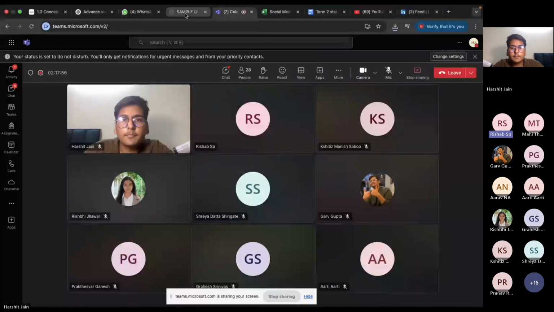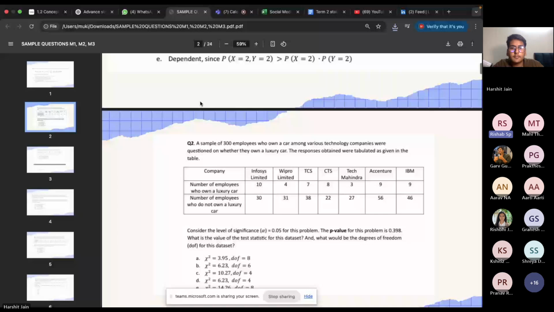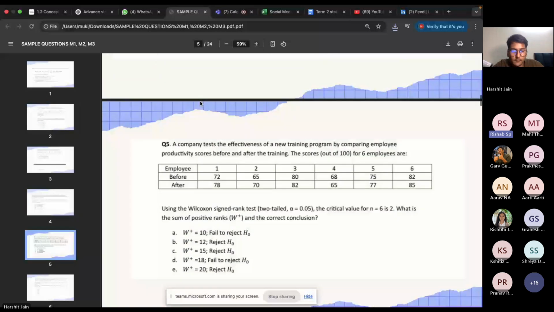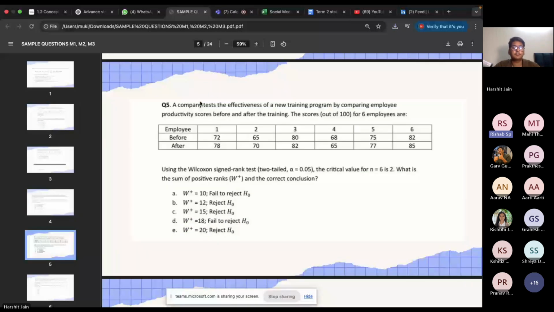Sorry guys, I've not prepared solving with Excel, so it's too hard for me to solve using Excel. I've practiced using pen and paper, so it's a bit hard. A company tests the effectiveness of a new training program by comparing employees' productivity scores before and after the training. So here, instead of the median, we have two sets of data, one after and one before. So we'll do after minus before, so we get the difference.